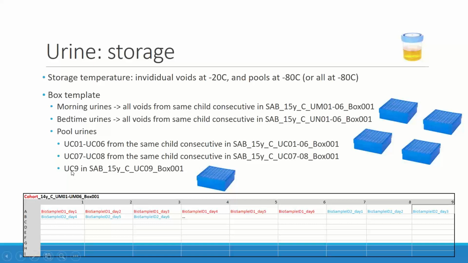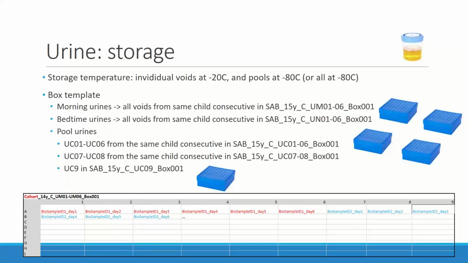And finally, the last aliquot, that is aliquot 9, will be stored independently in a different box, and it will be sent to another lab. So we will split the pool samples into different boxes depending on the lab where they have to be sent. And again, very important to fill this template, okay? You have the template on the Google Drive.